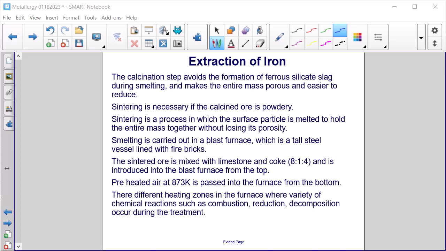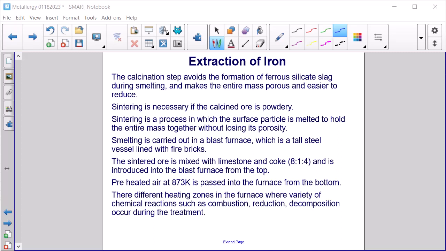Sintering is necessary if the calcinated ore is powdery. Sintering is a process in which the surface particles are melted to hold the entire mass together without losing its porosity. Smelting is carried out in a blast furnace, which is a tall steel vessel lined with fire bricks. The sintered ore is mixed with limestone and coke, 8:1:4, 8 parts sintered ore, 1 part limestone, 4 parts coke, and is introduced into the blast furnace from the top. Preheated air at 873 Kelvin is passed into the furnace from the bottom.